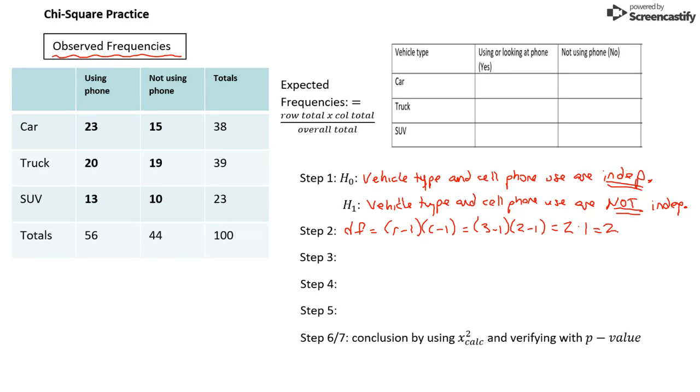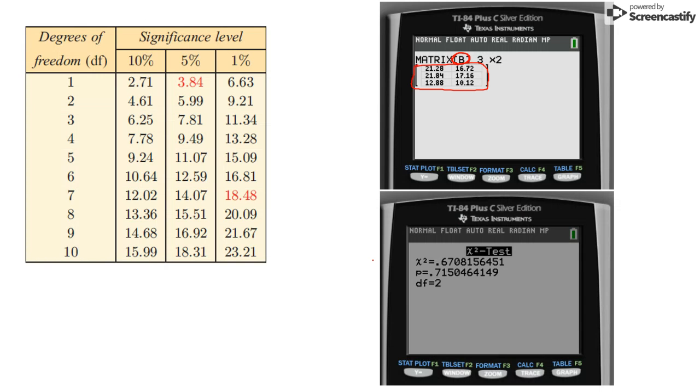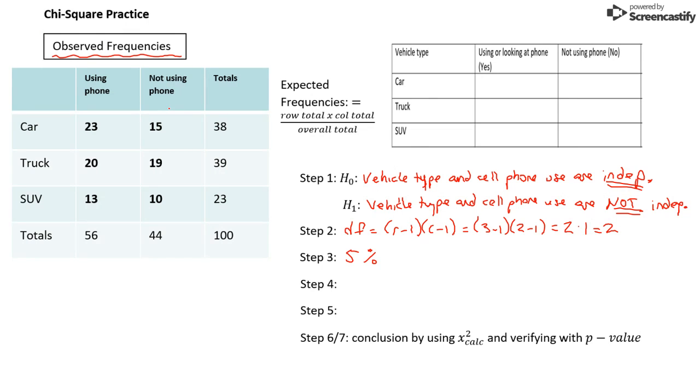Step 3 is stating the significance level. We're going to use a 5% significance level, as is the standard. So if I go and look at my chart from your note sheet, if we have 2 degrees of freedom and we're using a 5% significance level, 5.99 is our critical value, which means my rejection inequality for step 4 is: we reject the null hypothesis if our chi-squared calc is greater than 5.99.